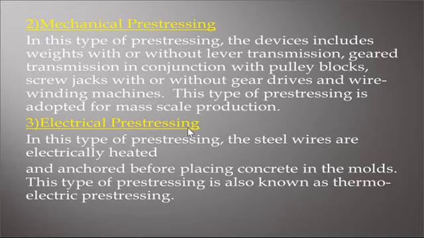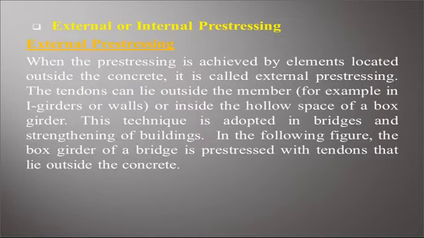Third one, electrical prestressing. In this type of prestressing, the steel wires are electrically heated. Instead of being mechanically anchored, it is electrically heated, and due to expansion, it develops the stress and anchors before placing the concrete in the mold. This type of prestressing is also known as the thermoelectric prestressing.